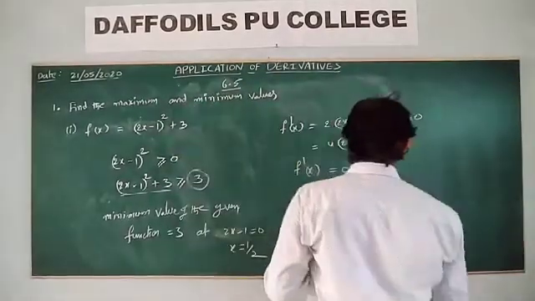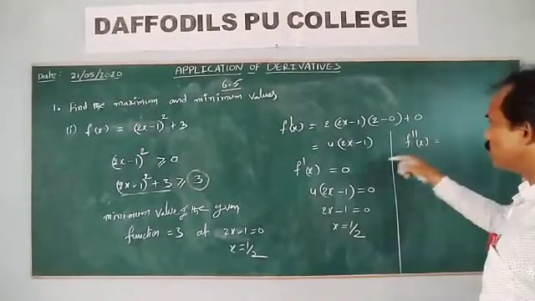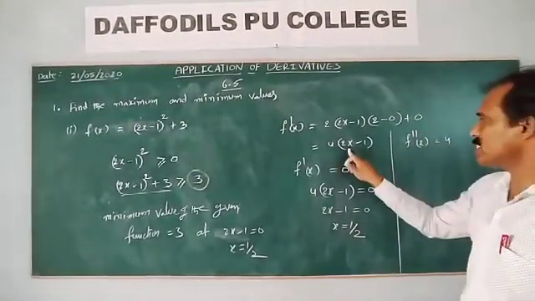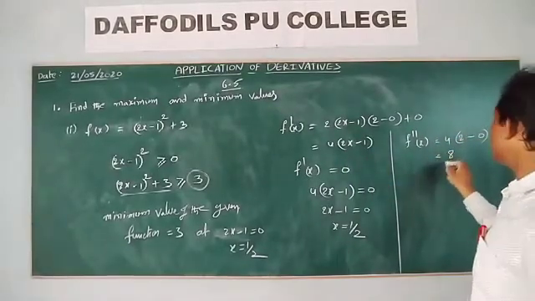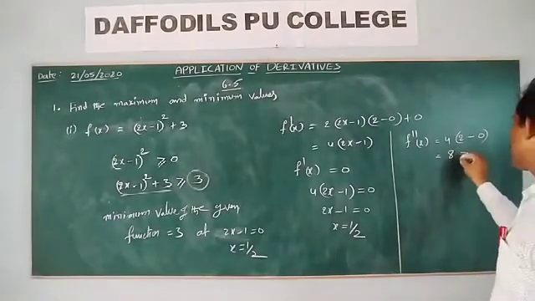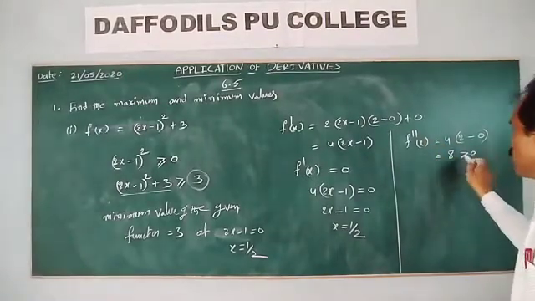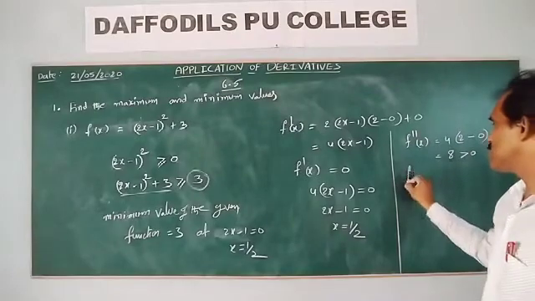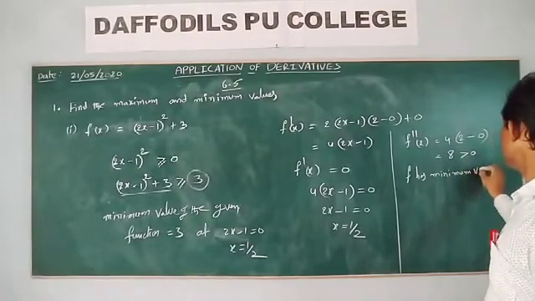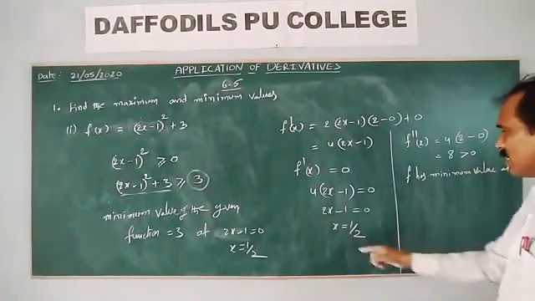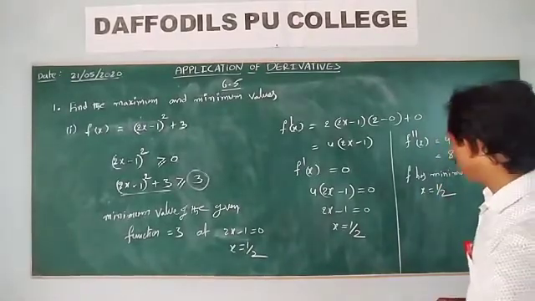Now we want the second derivative test. f double dash x is equal to, 4 is a constant, 2x derivative 2, minus 1 derivative 0, that implies 8. Is it greater than 0 or less than 0? This is greater than 0. In the second derivative test, if f double dash c is greater than 0, here 8 greater than 0, then f has a minimum value at the critical point, at x is equal to 1 by 2.